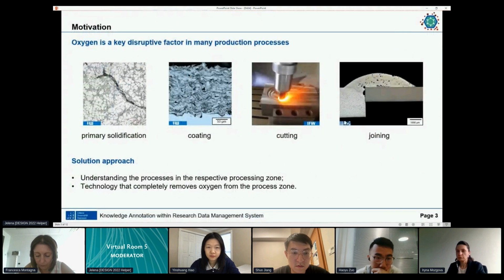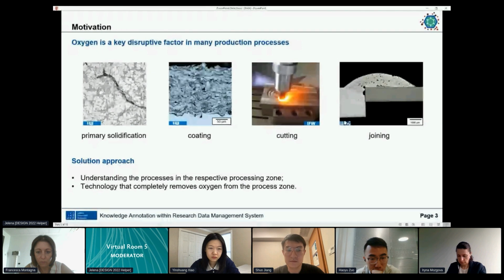Let me start with the background of our project. The production processes of the metalworking industry from the very beginning until today are usually carried out in the presence of oxygen, that is, usually in a natural air atmosphere. Oxidation acts predominantly as a disturbance factor in different production processes. We can observe, for example, defects, oxide skins, oxidation of tools and components, or pore formation.